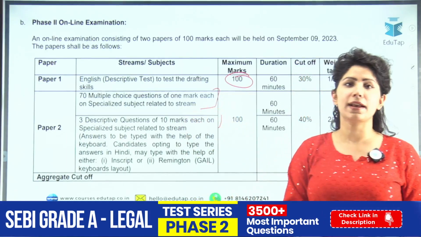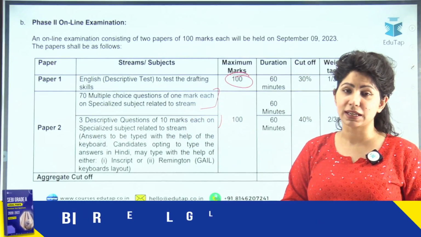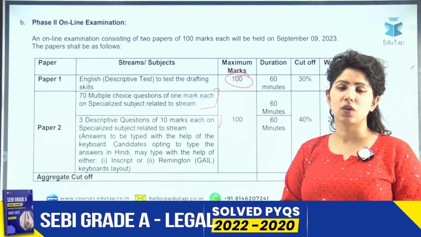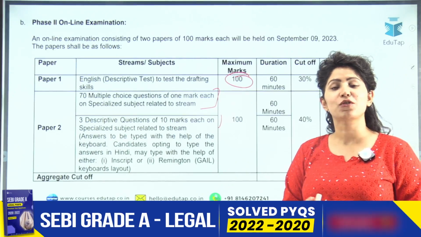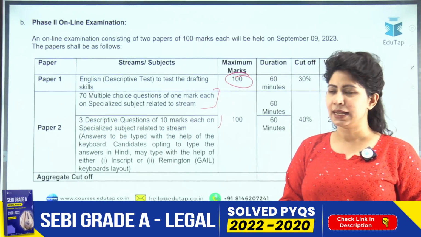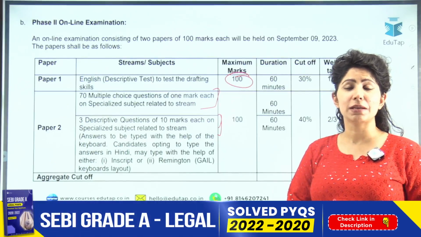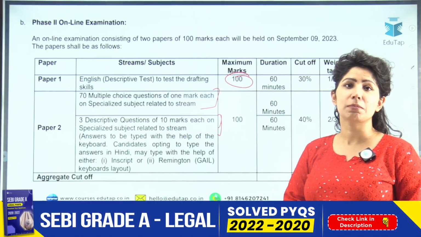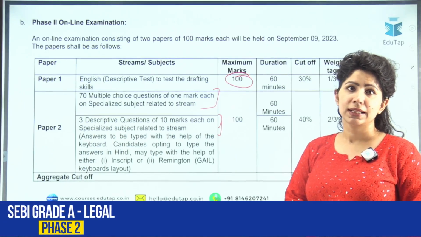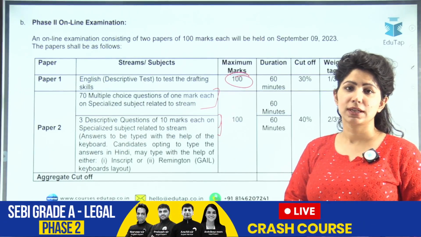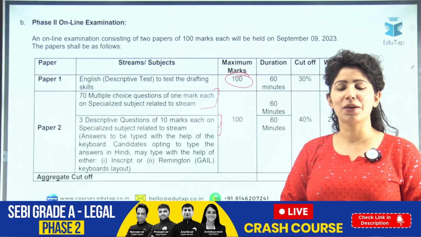First of all, there are 70 MCQs of 1 mark each. These MCQs or the objective part was a part of paper 2 previously as well. The second part, this one, has 3 descriptive questions of 10 marks each on specialized subject related to stream. This part is new, and nobody has an idea regarding how to approach this part.